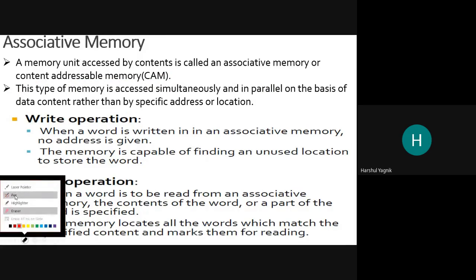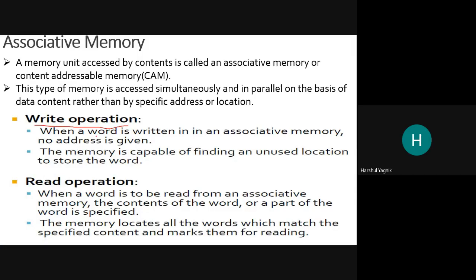In such memories, in the write operation, when a word is written in the associative memory, no address is given. The memory is capable itself of finding an unused location to store the word. In the case of a read operation, when a word is read from the associative memory, the contents of the word or a part of the word is specified. And the memory locates all the words which match the specific content and marks them for reading.